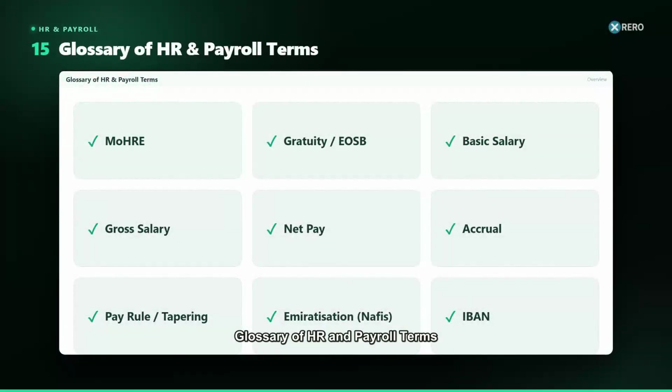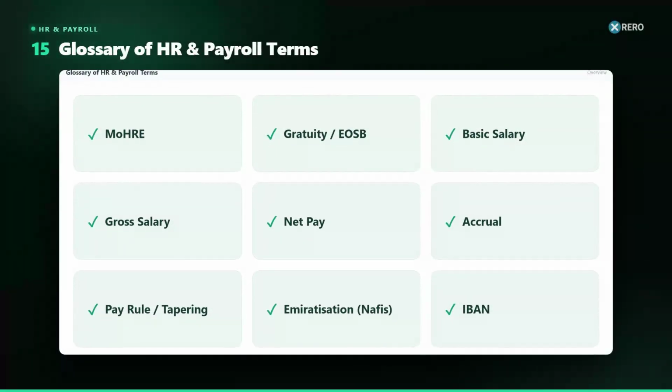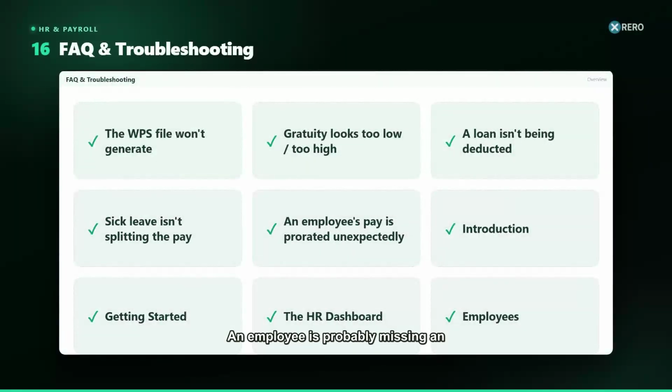Glossary of HR and Payroll terms. An employee is probably missing an IBAN or an identifier. Open the employee record, Chapter 4, add the IBAN, and generate the batch again.